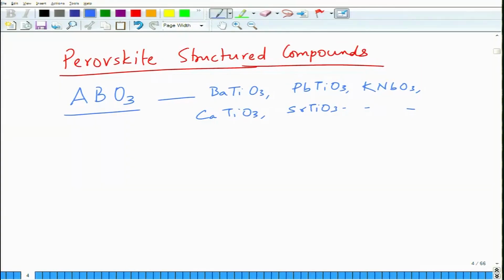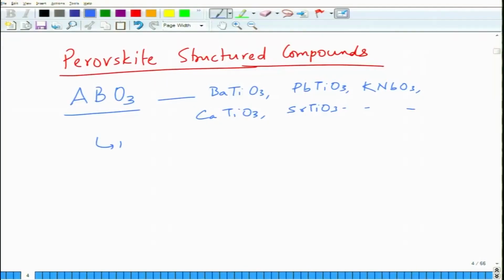Although it is cubic in many circumstances, at least some forms of these oxides are cubic, they tend to sometimes distort and they make non-cubic structures. So, they exist in both cubic as well as non-cubic forms. They are slightly distorted from cubic structures.